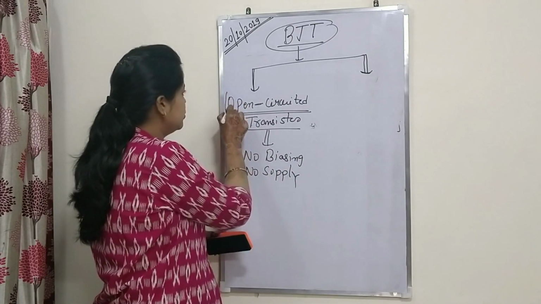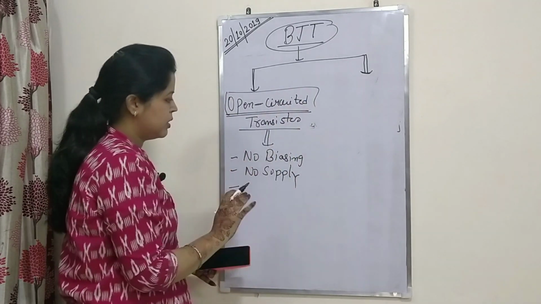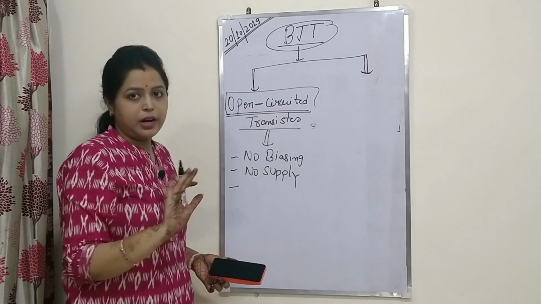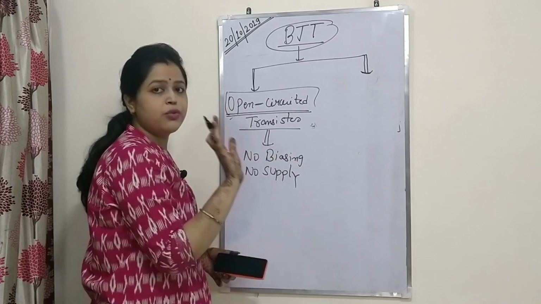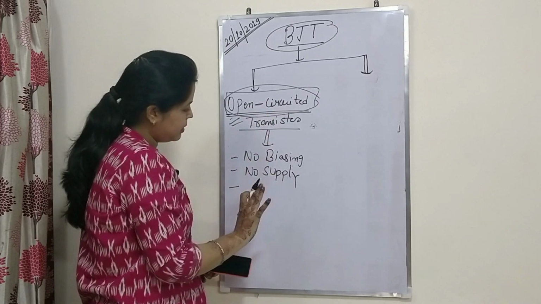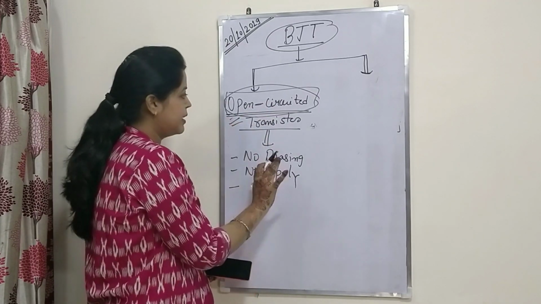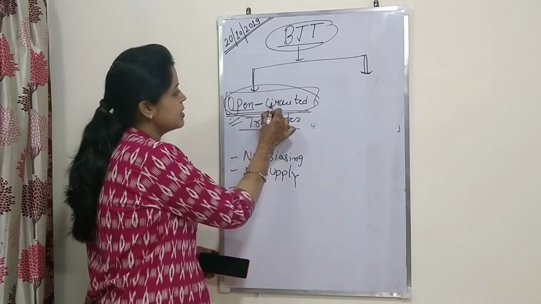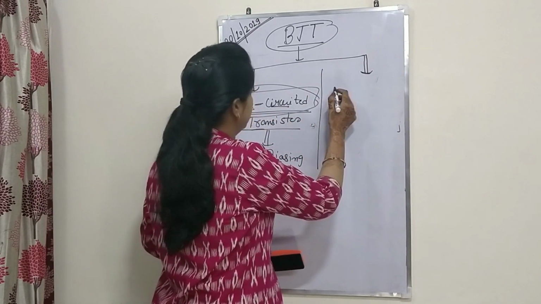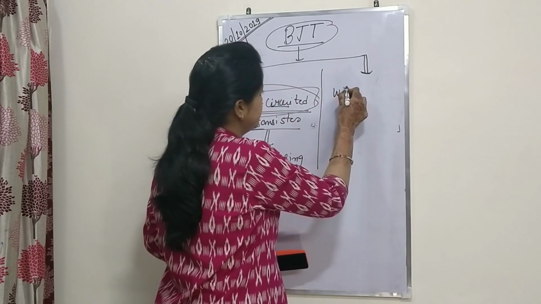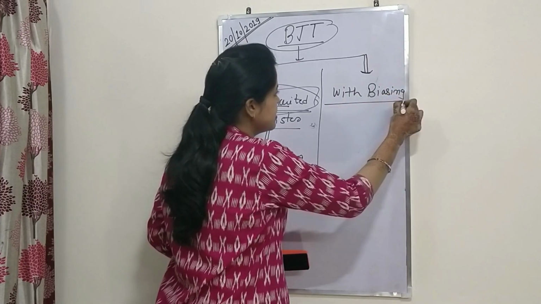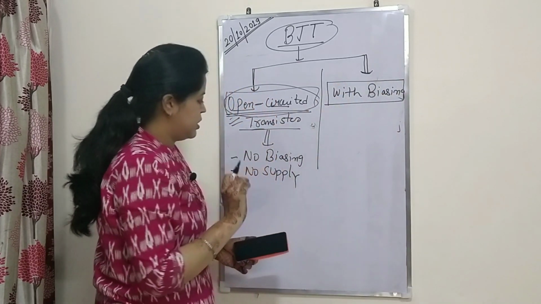Just to become familiar with the behavior of the transistor, because if there is no supply, then the transistor is not in the active region, but just in order to become familiar with the working mechanism, or with the proper structure of the transistor, you must have an idea of what will happen when the transistor is in open circuited mode. Now the other is with biasing. What will happen when the transistor is in biasing mode?